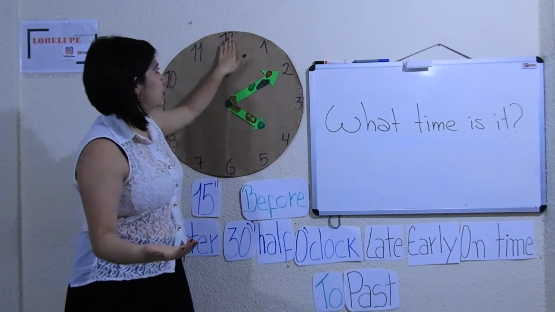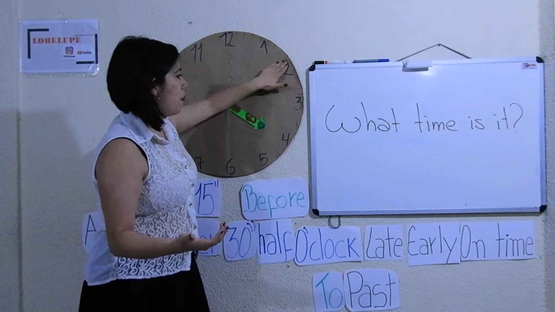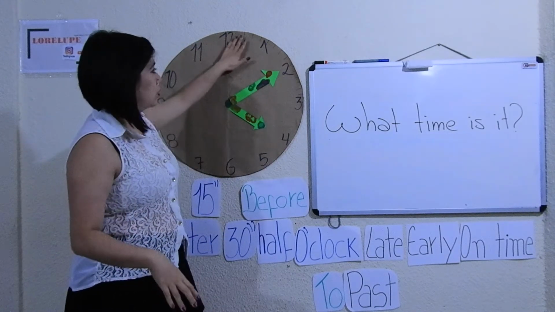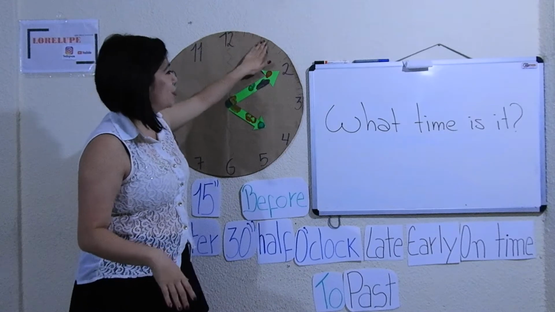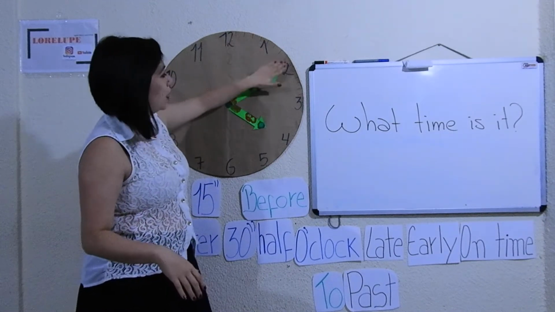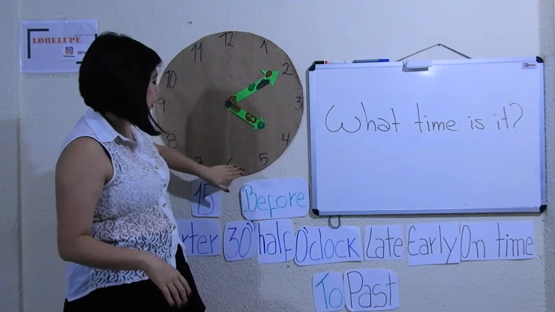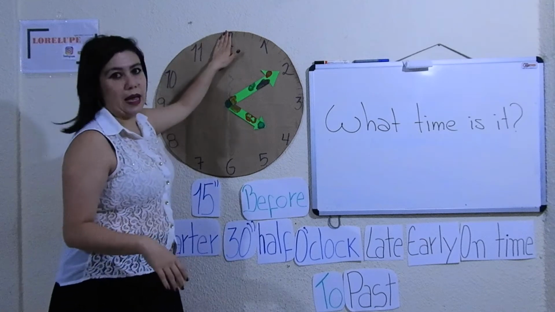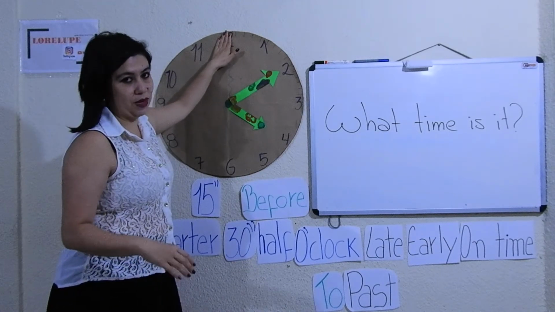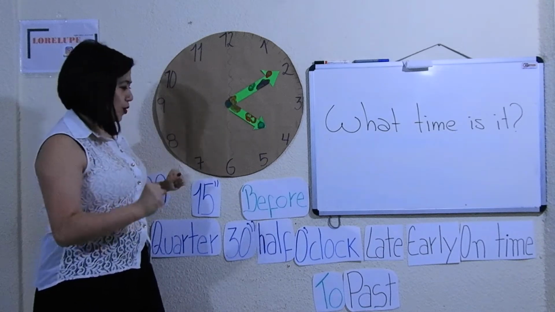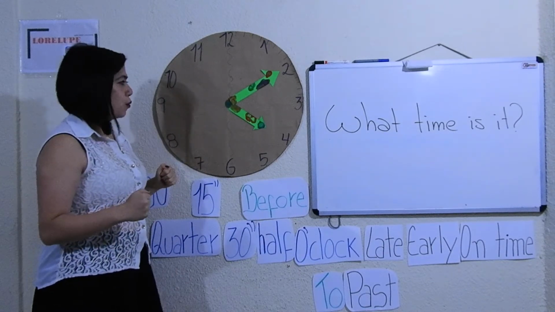I would like to remind you that between numbers and numbers, you have 5 minutes. Cuando estamos hablando de minutos, entre número y número, tenemos 5 minutos. So, 5, 10, 15, 20, 25, 30, 35, 40, 45, 50, 55, 60. But remember that 60 is quite different. Okay, so now we are going to start working.